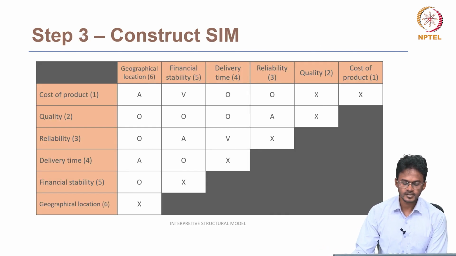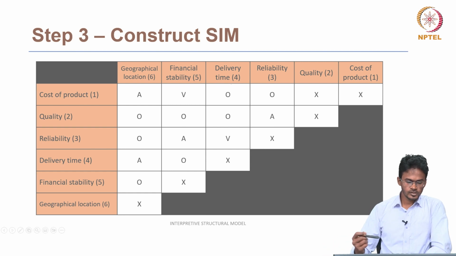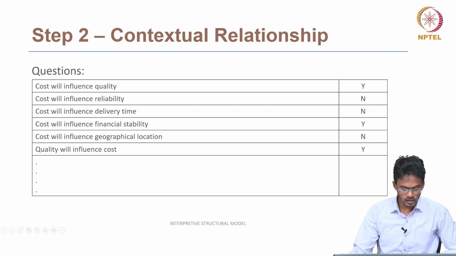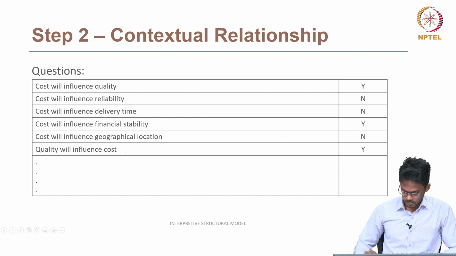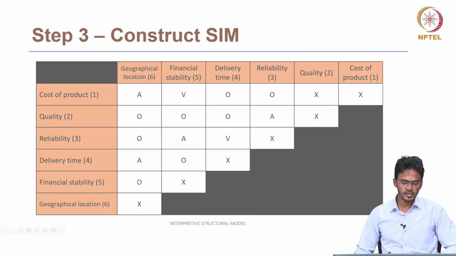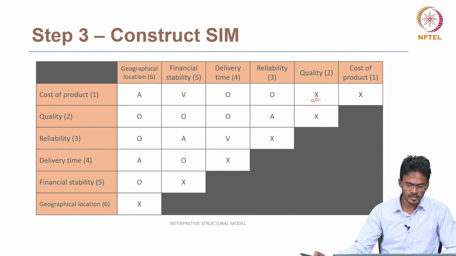Next is constructing a self-interaction matrix. So we can see the relationship between each factor here. For example, we can see the cost is directly influencing quality. It is yes, and quality will influence cost, and hence it is also yes. So it means that both of them directly influence each other, and the relationship in the self interaction matrix should be X. So we can see here in the self interaction matrix, the relation between cost and quality is X.